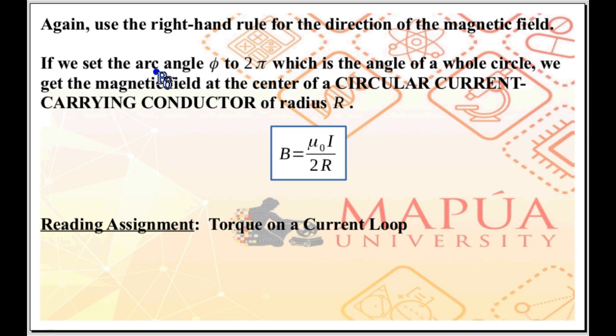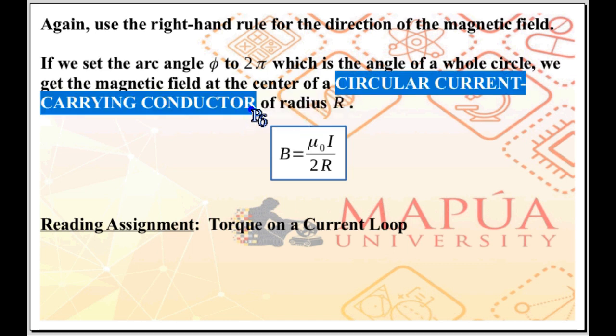If we set the arc angle phi to 2 pi, which is the angle of a whole circle, the curved conductor will form a circle. We have a circular current-carrying conductor of radius r. The magnetic field at the center of the circle of the circular current-carrying conductor is given by B is equal to mu naught I over 2r.